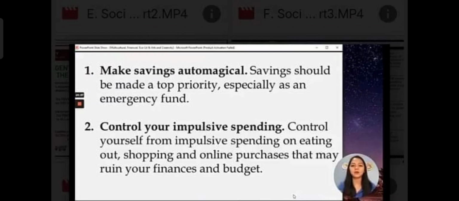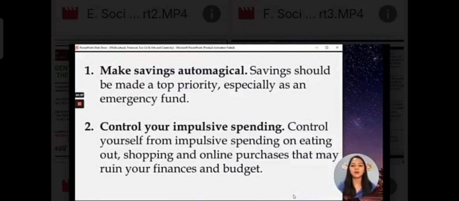Then control your impulsive spending. You know, when you receive money, you cannot breathe unless you buy those things you want. Impulsive spending, grabe, no? On eating out, shopping, and online purchases that may ruin your finances and budget. It can break our finances and budget. So we have to control impulsive spending.